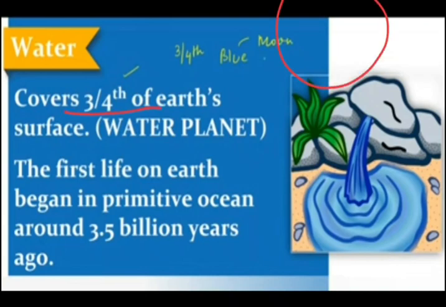That 3/4 part of the earth is covered with water. It is therefore appropriately called the water planet. That is why the earth is also called the water planet. Why? Because water covers how much of the earth's surface? Yes, 3/4. It was in the primitive oceans that life began almost 3.5 billion years back. About 3.5 billion years ago, the first life on earth began in the primitive ocean.